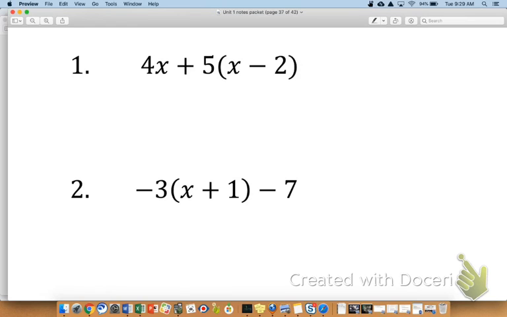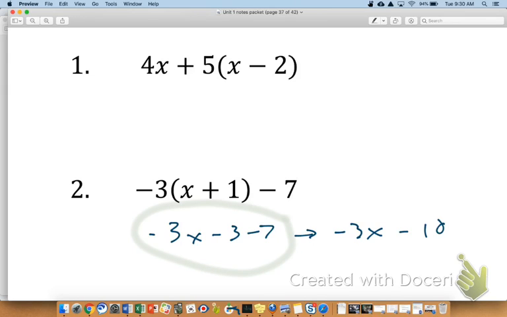Okay. I think I saw everybody's, right? Yes. So again, I like an in-between step here. I would love to see the distributive property with negative 3x minus 3 minus 7, leading me to negative 3x minus 10 as the final simplification. I would love to see this in-between step. It helps all understand how we do it. Questions? Okay, let's keep it rolling.